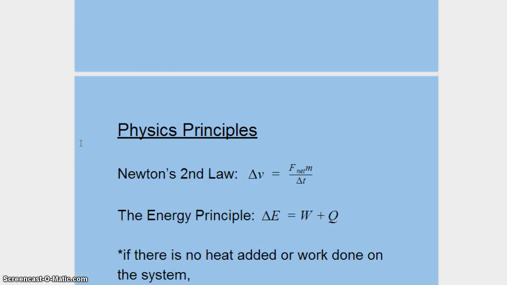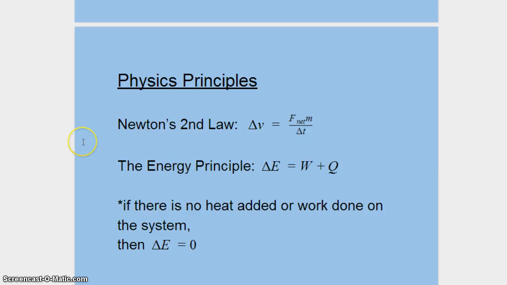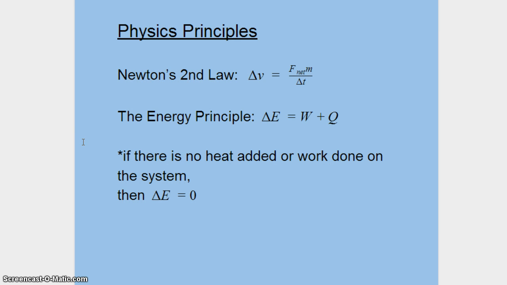So the physics principles involved are Newton's second law, which tells us that the change in velocity is equal to the net force times the mass over the change in time, and the energy principle, which says that the change in energy is equal to the work done on the system plus the heat added. If there's no heat added or work done, then the change in the energy will be simply zero.